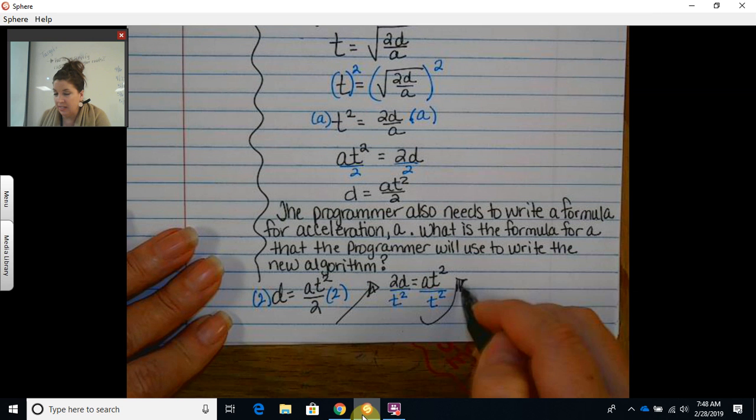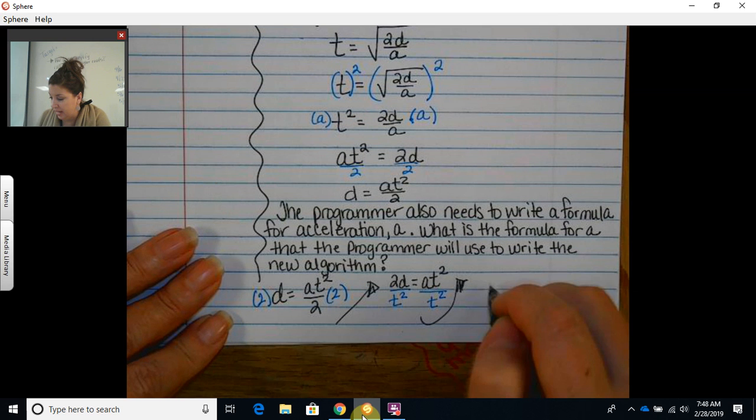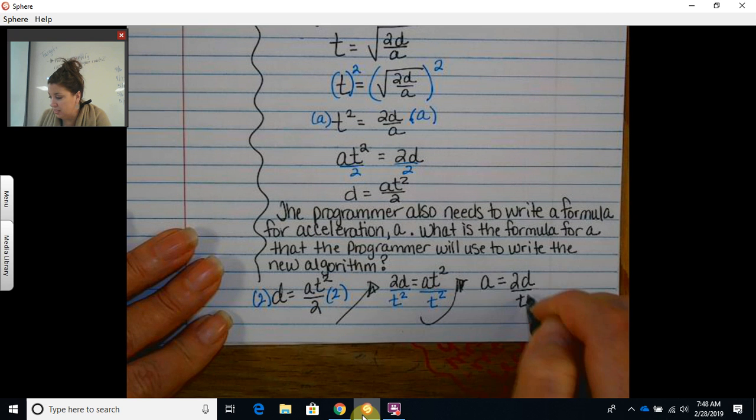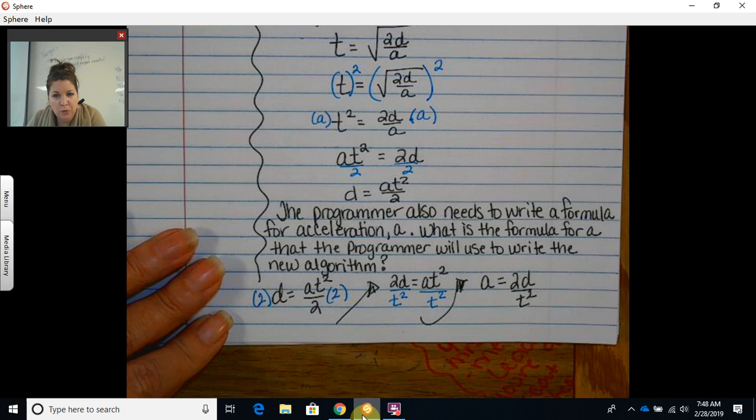I'm going to go ahead and put that on the left side. So I had A equals 2D divided by T squared. Can I reduce 2 or D by T squared? No. Is my A isolated? Yes. So now the software programmer, depending on what information they've been given, has a formula for time, a formula for distance, and a formula for acceleration.